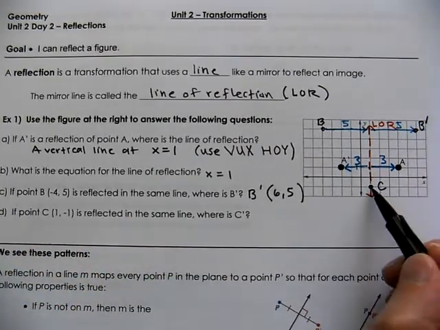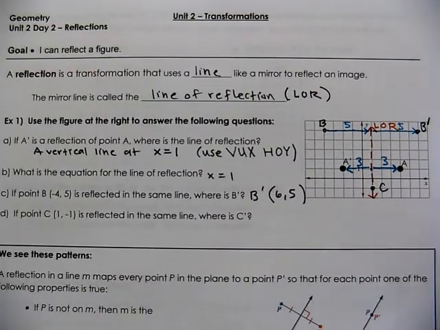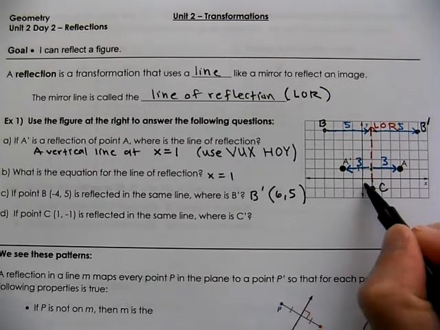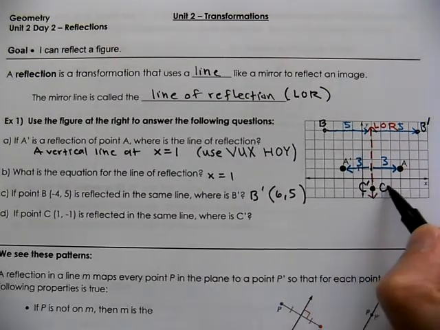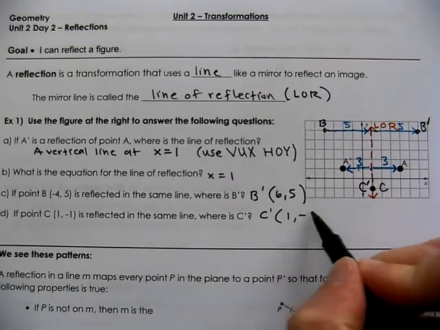Well, you'll notice that point C is actually on the line of reflection, so its distance is 0. So that means we're not going to be counting any distance on the other side of the line. We take this point, we flip it over, and it lands right on top of itself. So there's actually 2 points right here. You can't tell, but there's 2 points. C prime is on top of C. C prime then has the same coordinate.